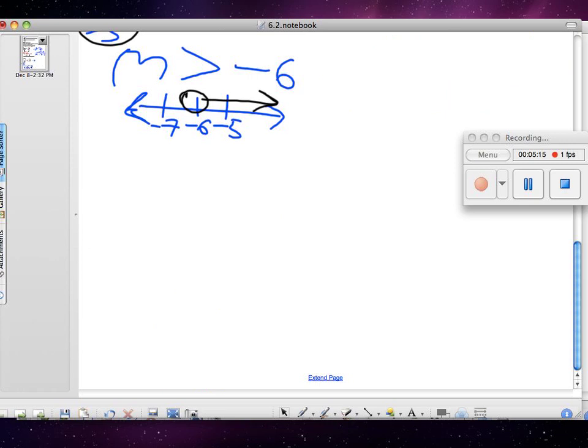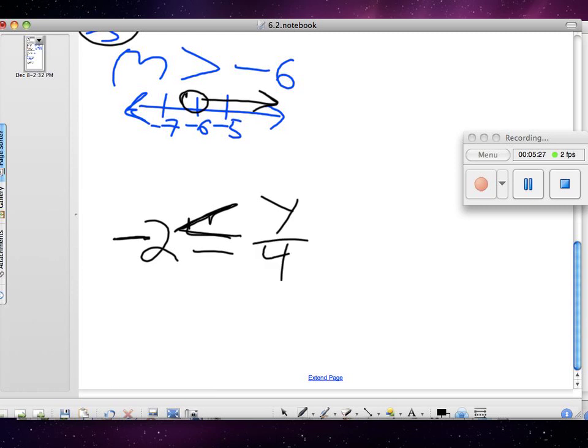Why don't you guys try the next one on your own? We've got negative 2 is less than or equal to y over 4. So you're going to get y by itself. You've got to move y to the correct side, and then you can graph it. Got a question, Josh?